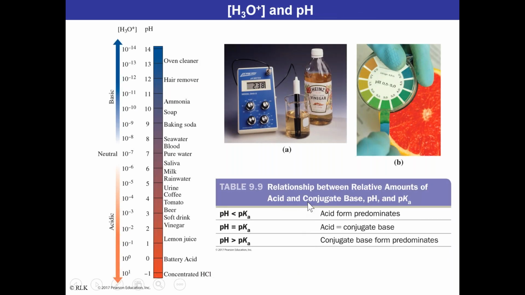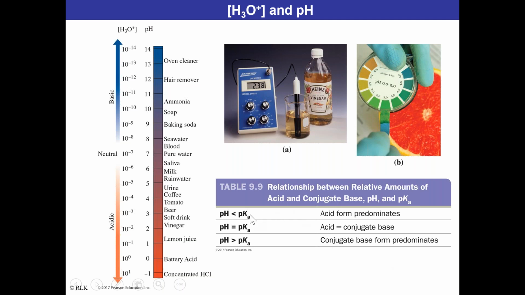Anyway, table 9.9, before we go on, shows you the relationship between the relative amounts of acid and conjugate base, pH, and pKa. So this is really important. We're going to be revisiting this several times over the next several slides, because this is going to allow us to better understand what form of a compound is existing in solution, whether it's the acid or the conjugate base. All this stuff is going to have a big impact on what we're doing.